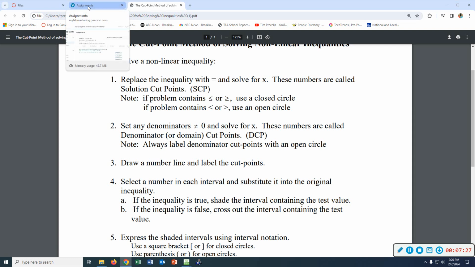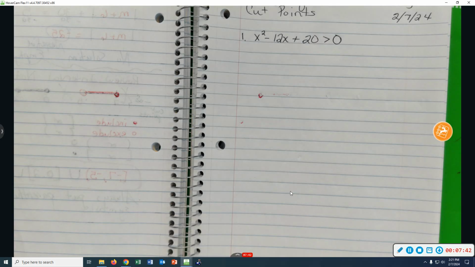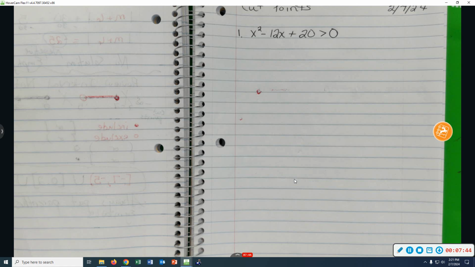If the problem doesn't have a denominator, you're not going to be doing step 2. On problem 1, did y'all write it down? Are there any fractions there? No. So we'll skip step 2. So I'm going to switch over here, and we're going to start going through the sequence of steps.